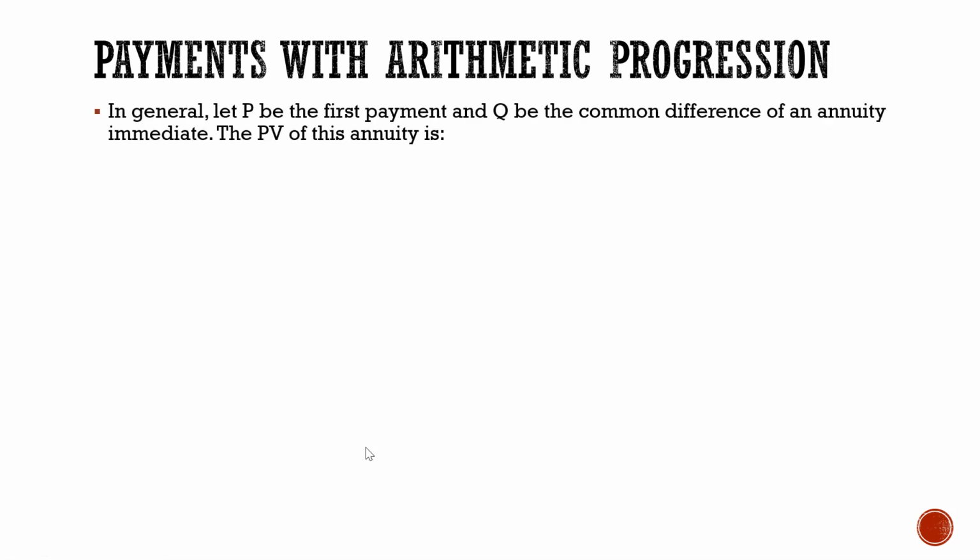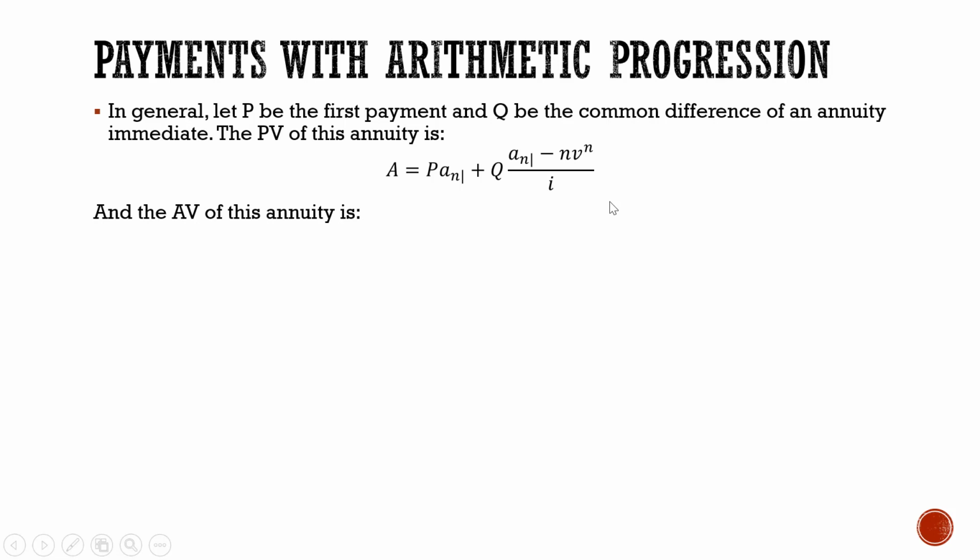In general, let P be the first payment and Q be the common difference of an annuity immediate. So the present value of this annuity is P times a angle n plus Q times (a angle n minus nV to the n) over i. So that is how we calculate the present value. For the accumulated value, basically we are going to multiply A with 1 plus i to the n, and then we derive the formula. So S becomes P s angle n plus Q (s angle n minus n) over i.